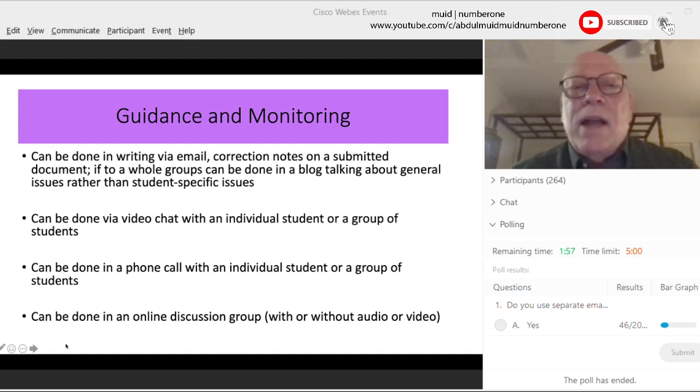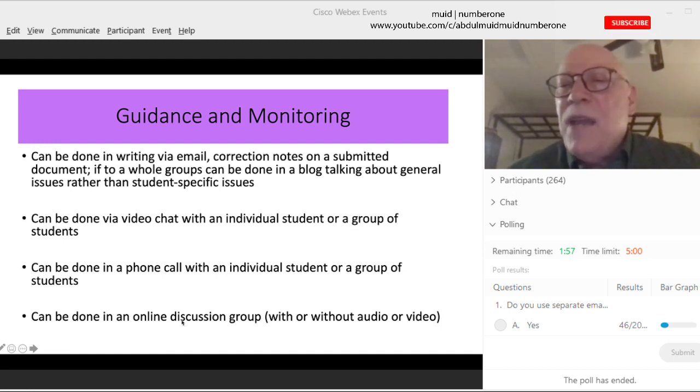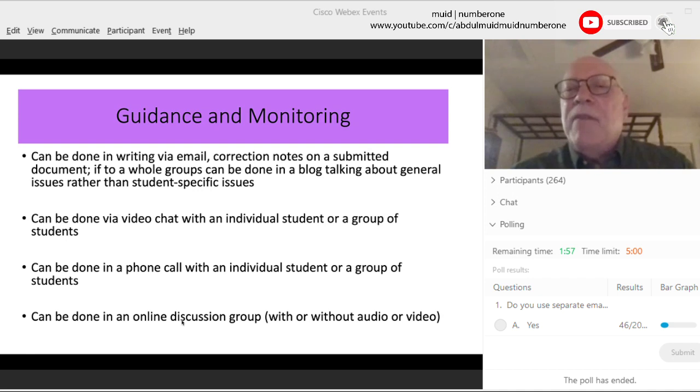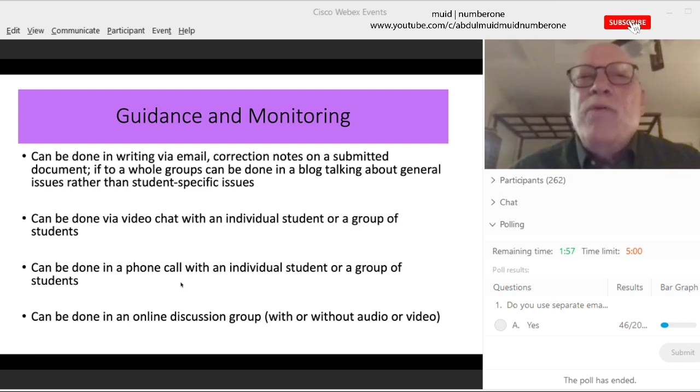And in an online discussion group, it doesn't even have to have audio or video. It can be everybody in a chat, writing in a chat group. So guidance and monitoring can be done several ways, but make sure it's being done well, but not overburdened.